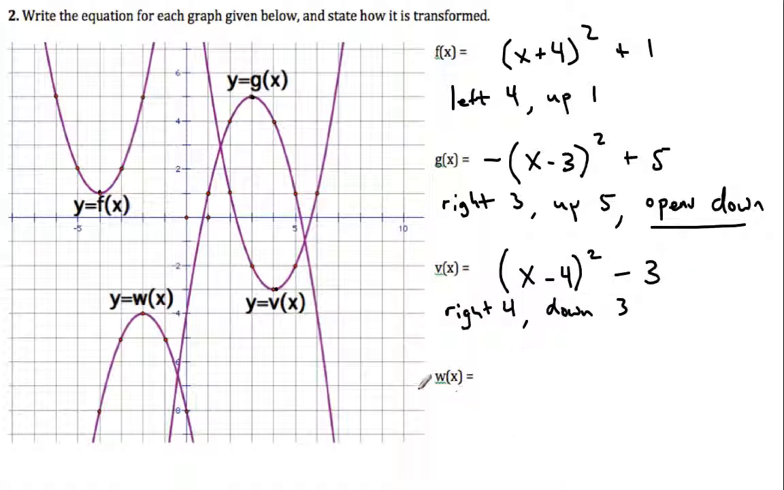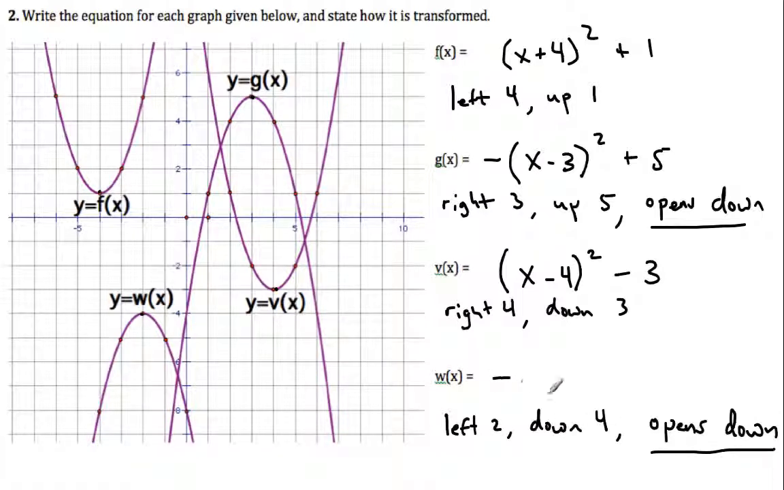Okay, and lastly, w of x. W of x is right here. Shifted left 2, down 4. Left 2, down 4, and it opens down. Okay, so because it's opening down, we're going to include a negative out front. And so now we want to go left 2. So we say x plus 2 squared. All right, and then down 4, so minus 4.